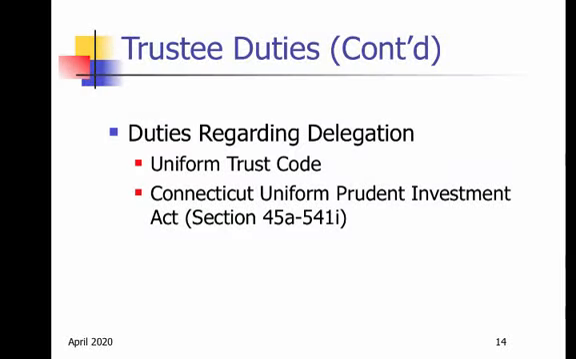Now, under the Uniform Trust Code, the trustee may delegate other duties and powers that a prudent trustee of comparable skills could properly delegate to an agent under the circumstances, as long as the trustee exercises reasonable care, skill, and caution when making the delegation and reviewing the activities of the person to whom the authority was delegated.